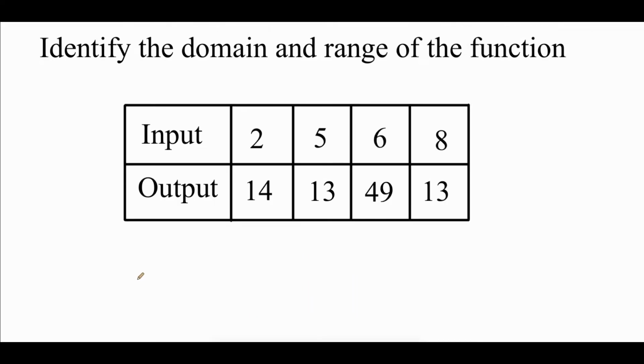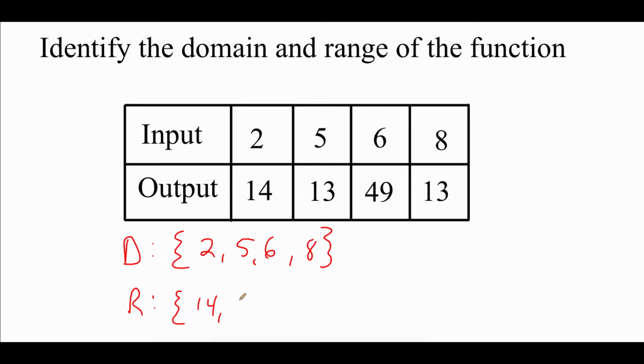Another quick example, but it's the exact same type of thing. We've got some input values and we've got some output values. We're trying to identify the domain and the range. So the domain, we look at the input values. So we've got 2, 5, 6, and 8. And then for our range, we look at the output values. So we've got 14 on the list. 13 shows up twice, but I'm only going to write it down one time. And then we've also got 49. So that's our domain and range based on this table.